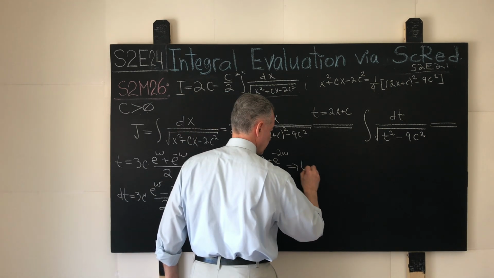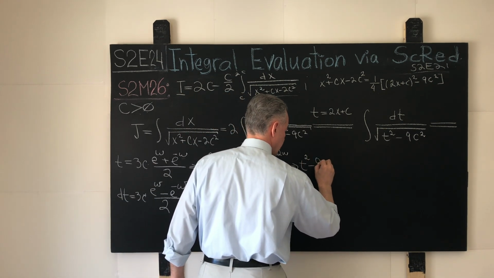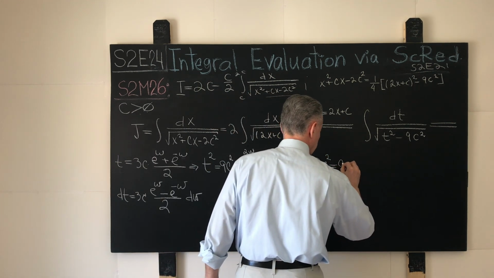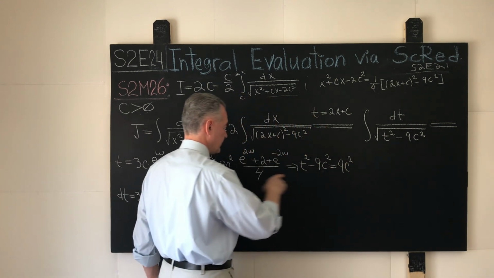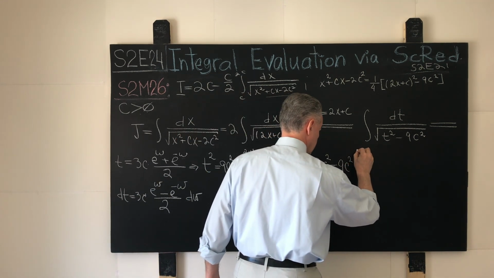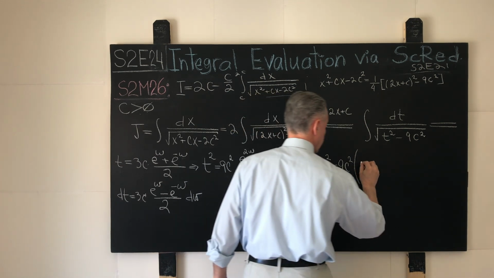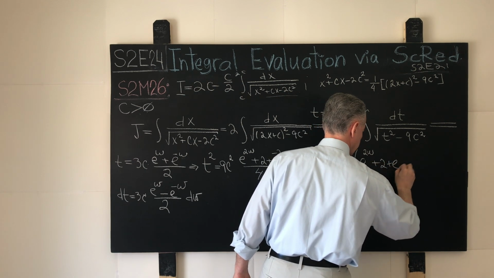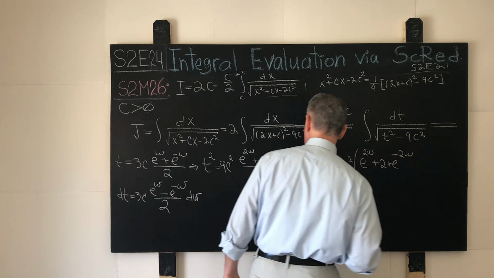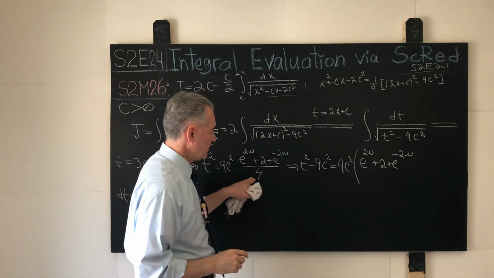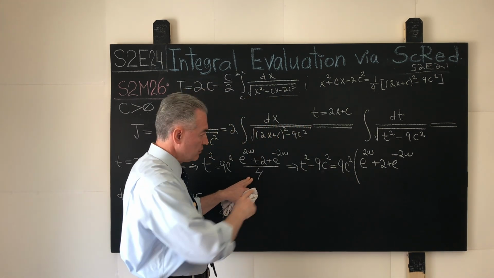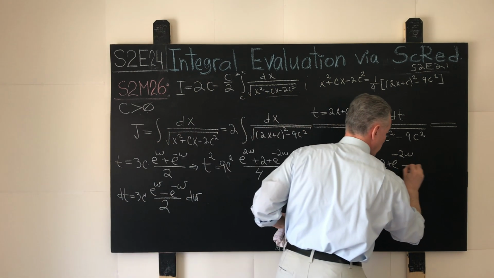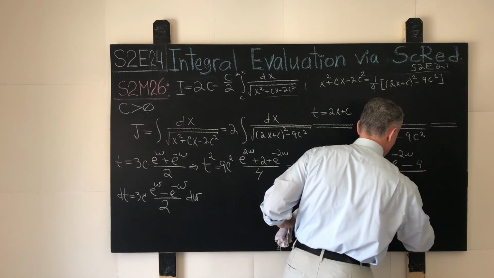And now we want to calculate t squared minus 9c squared. Let's write it down. 9c squared is a common factor here and here. We carry it out, so there will be big parentheses. What will we have in it? e to the power 2w plus 2 plus e to the power minus 2w, minus 1. Bringing all this over to the common denominator, we will have minus 4 over 4.